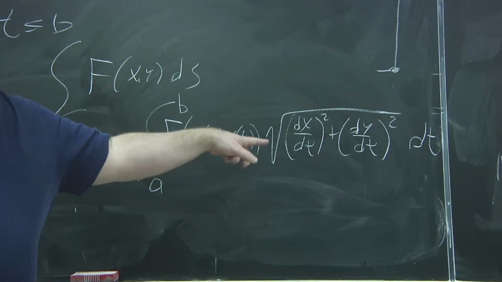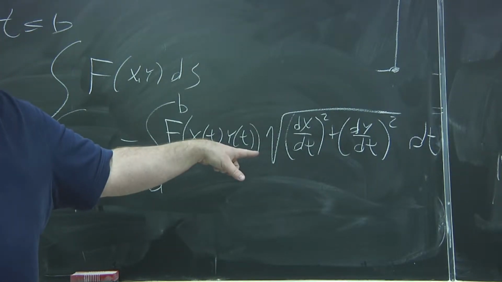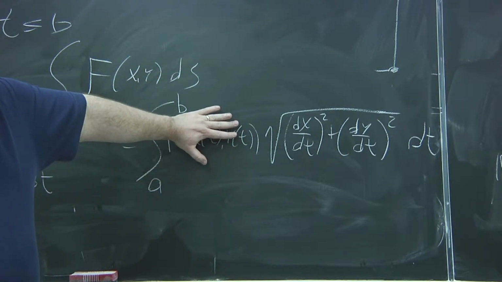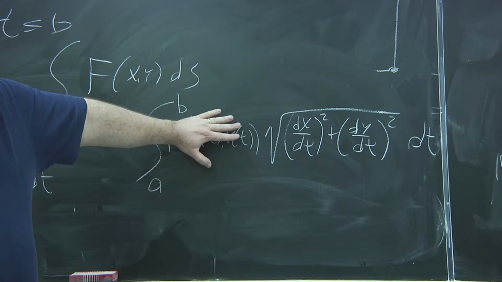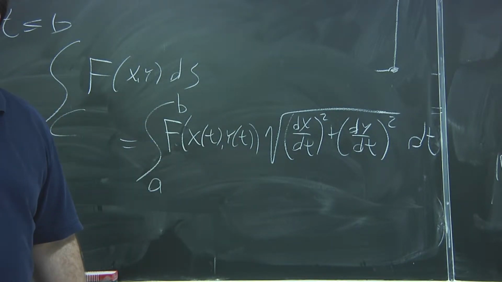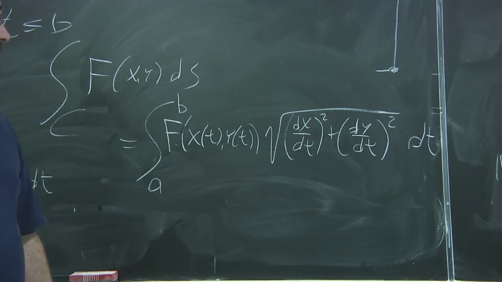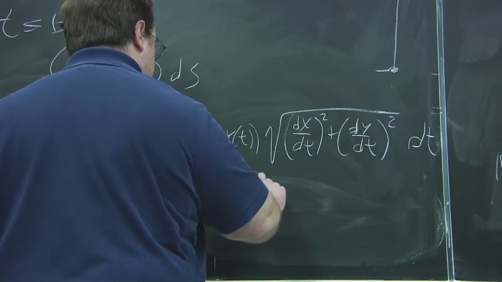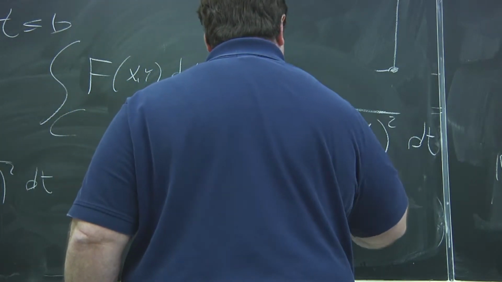So something like this we did talk about last semester, but without the f here. Looks familiar. Remember what it's called? Arc length. So if f is 1, you're just getting the arc length of this curve.